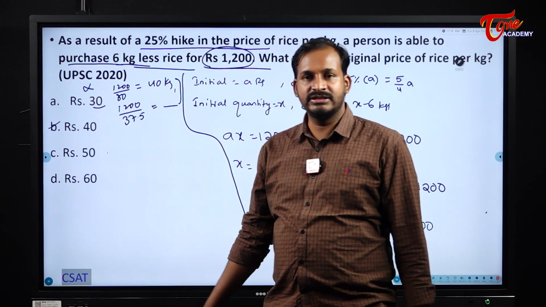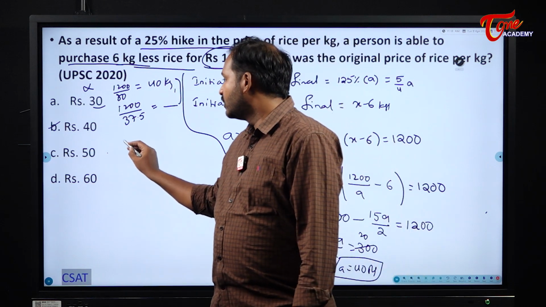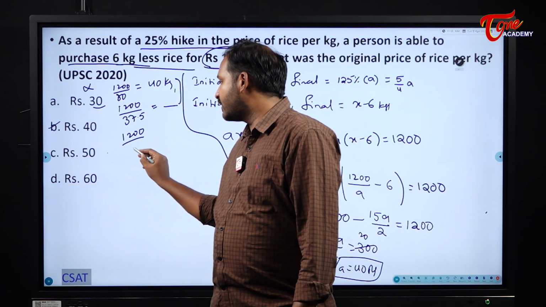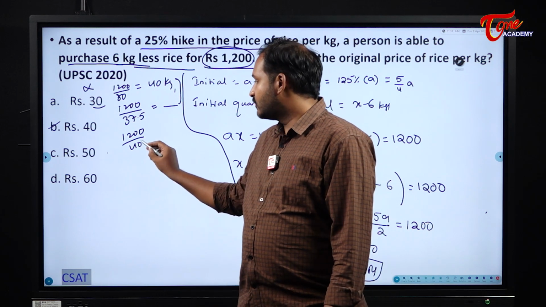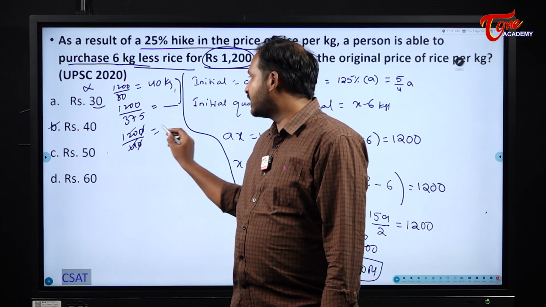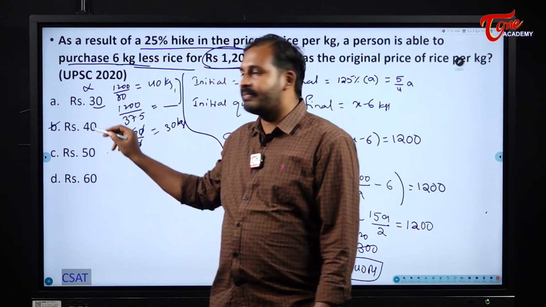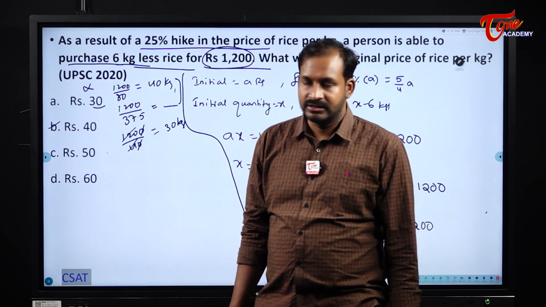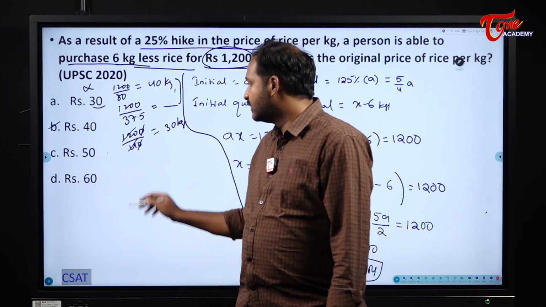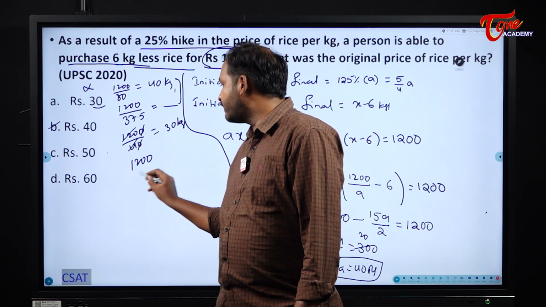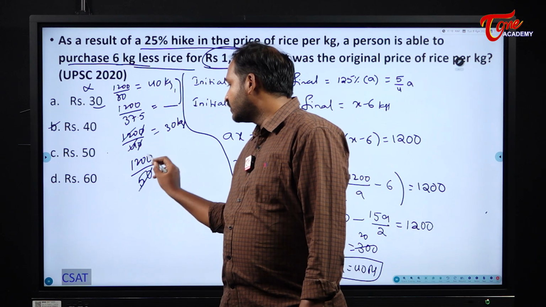Next, if I assume that initial price is 40 rupees, so initial quantity will become what? 1200 by 40. The zeros get cancelled and initial quantity will become 30 kgs. Okay, good, superb. Now the price is increased by 25%. What is 25% of 40? 10. So new price will become what for me? 50. So new quantity will become what? 1200 by 50.